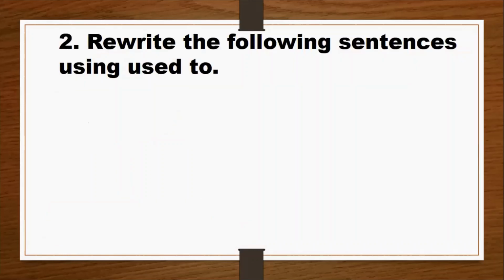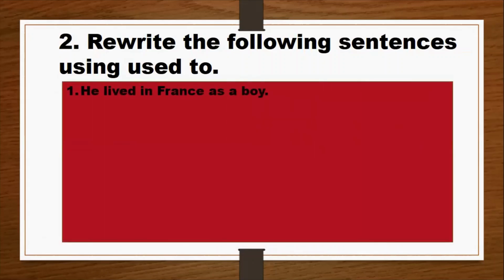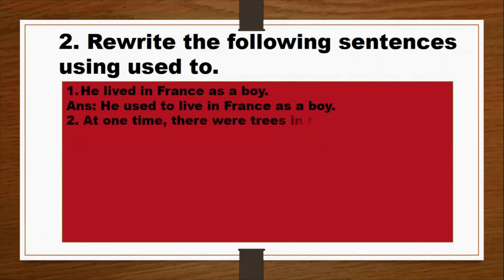In exam, we get questions like rewrite the following sentences using used to, and it carries 5 marks. So let's see 5 questions. Number 1, he lived in France as a boy. That means he used to live in France as a boy, because this very question number 1 is positive.